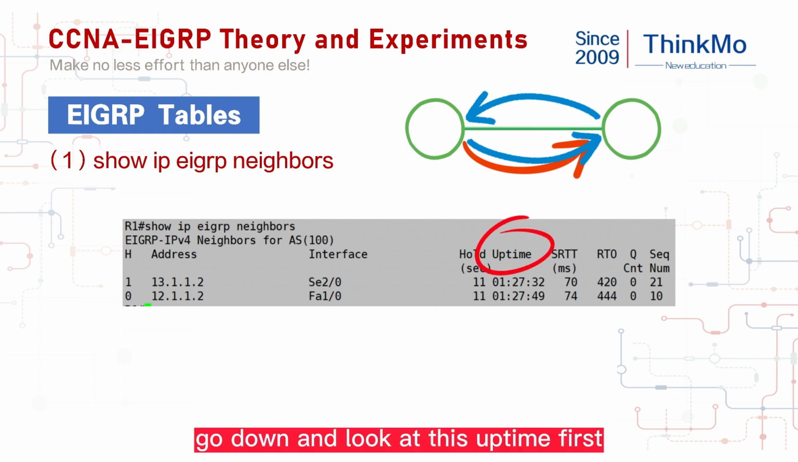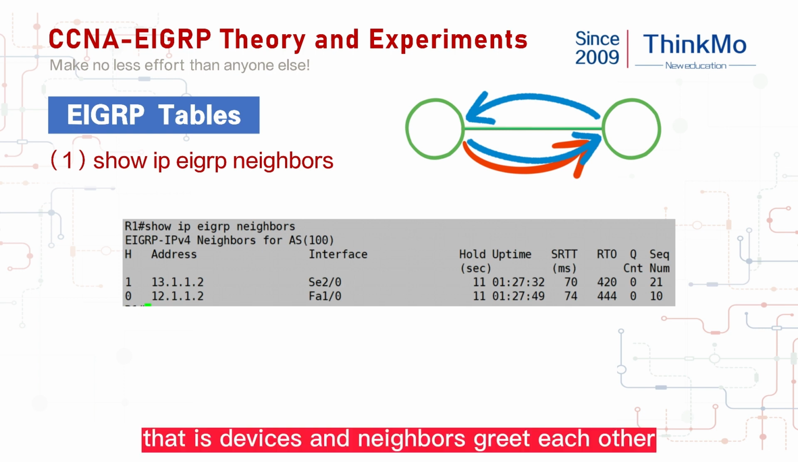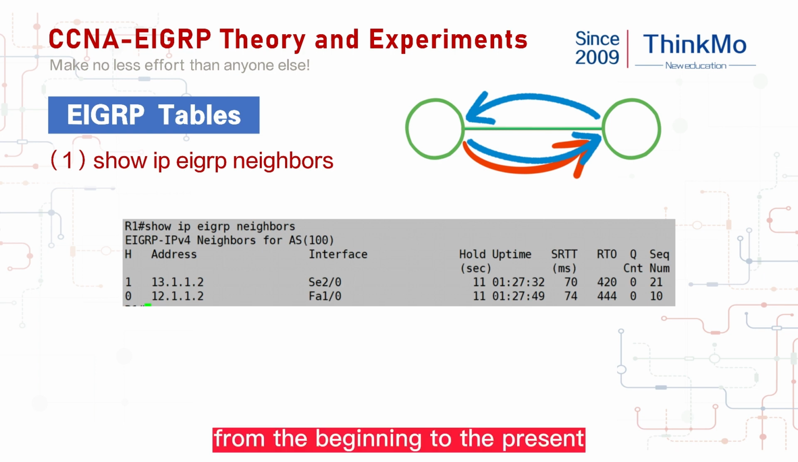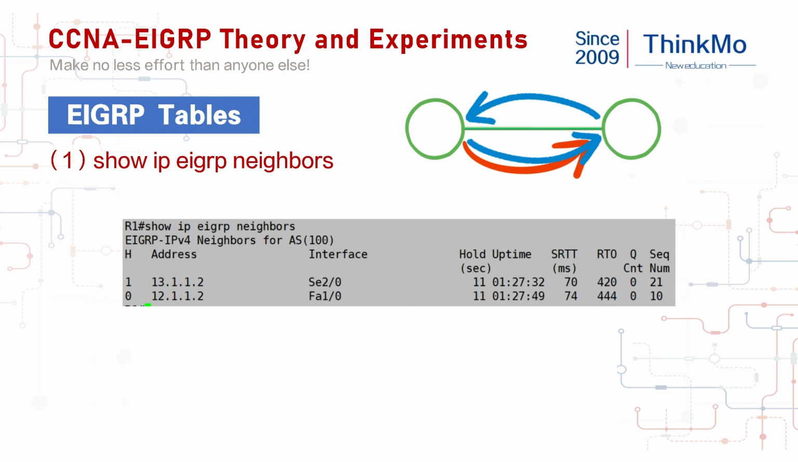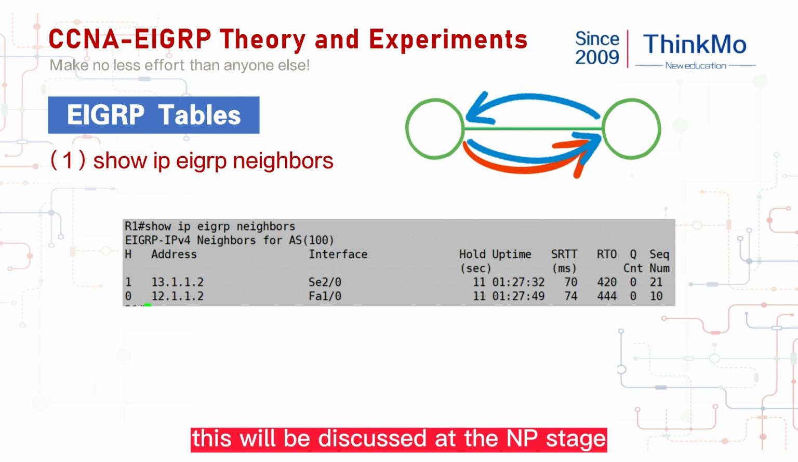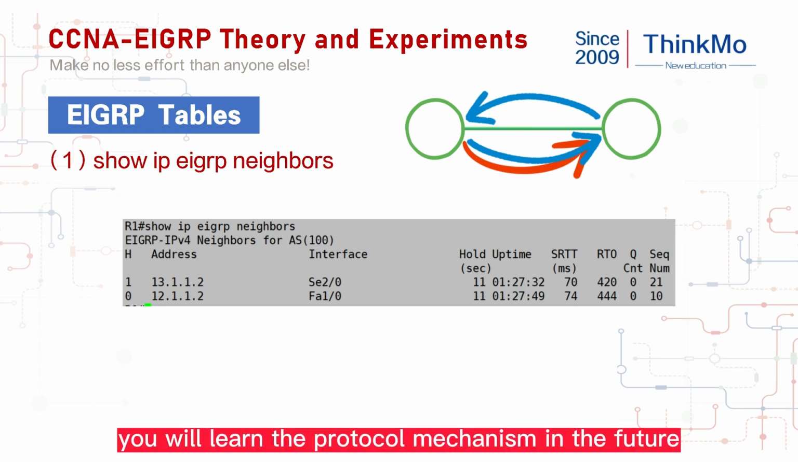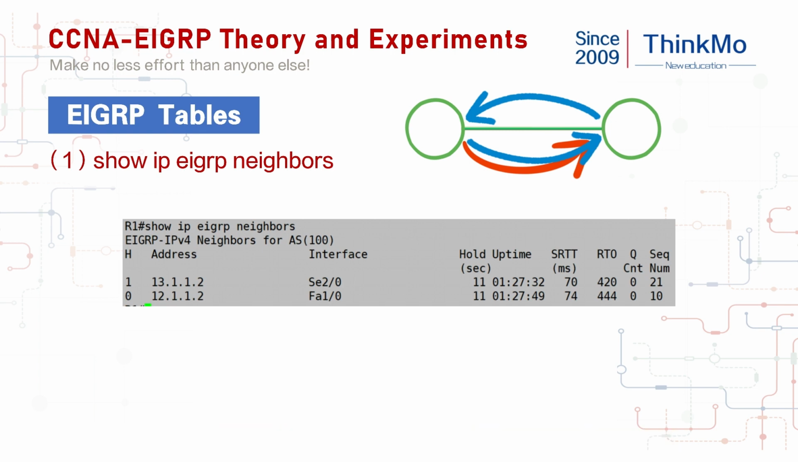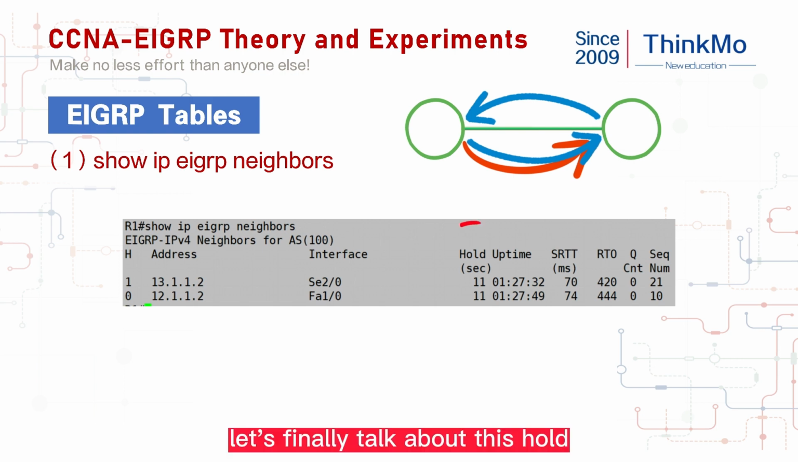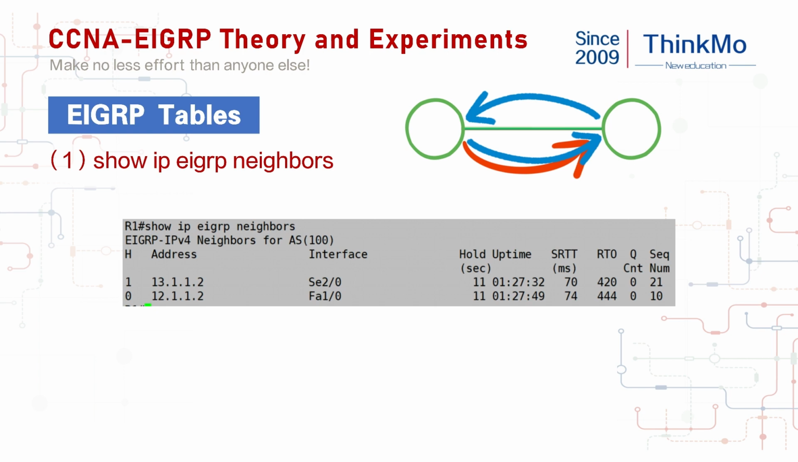Go down and look at this uptime first. This is how long the neighbor has lasted. That is, devices and neighbors greet each other, from the beginning to the present, the time they've been together. Don't look at the following parameters. This will be discussed at the NP stage. None of these 4 parameters will be mentioned. You will learn the protocol mechanism in the future. After learning the messages, learn them again. Let's finally talk about this hold time, called duration.